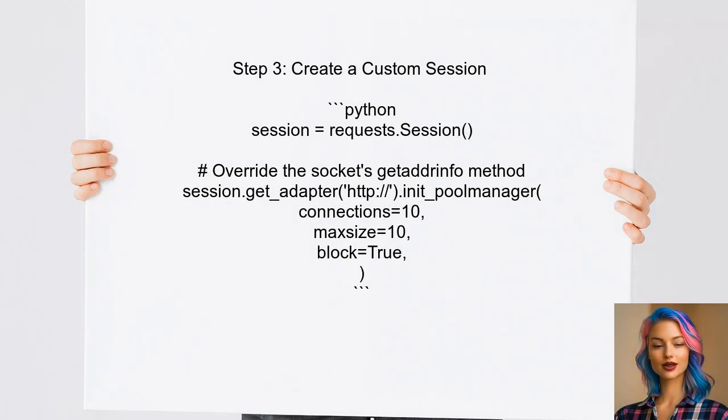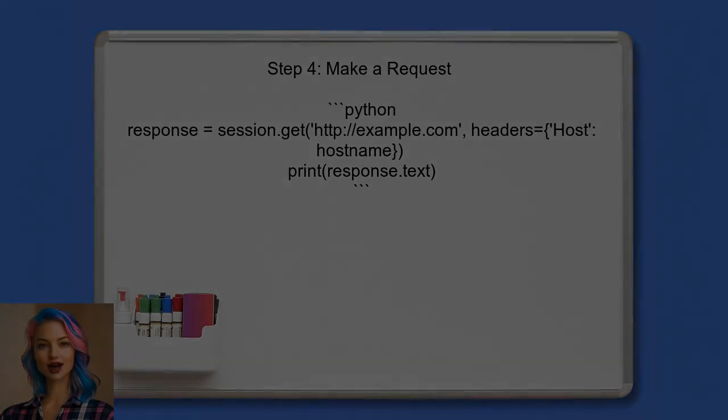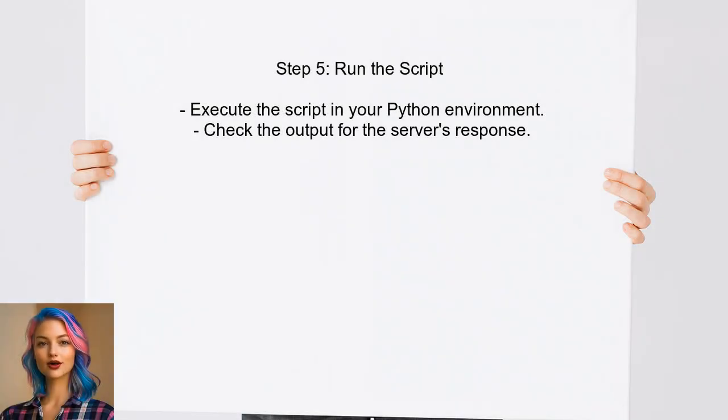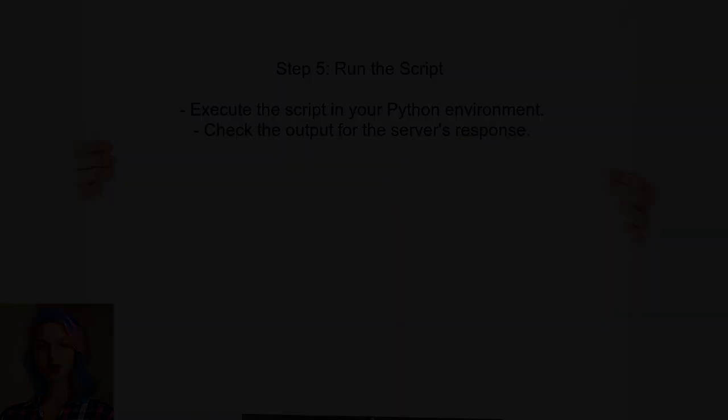Now the user can create a custom session using the requests library. This session will allow them to override the default socket behavior. After setting up the session, the user can make a request to the desired URL. They should ensure to specify the hostname in the request to match the one they defined earlier. Finally, the user can run their script to see the response from the server. This approach effectively mimics the curl resolve functionality within Python's requests library.